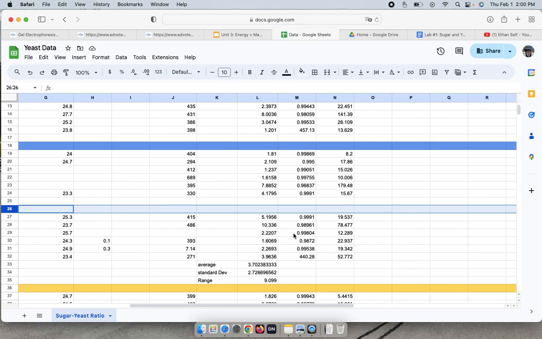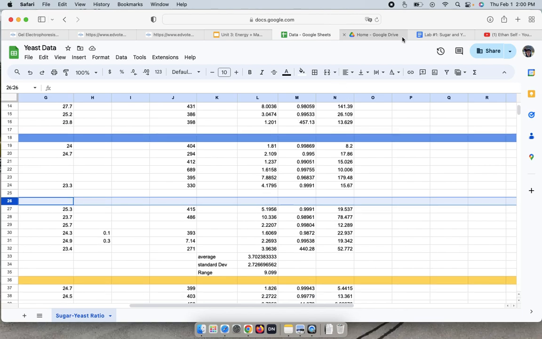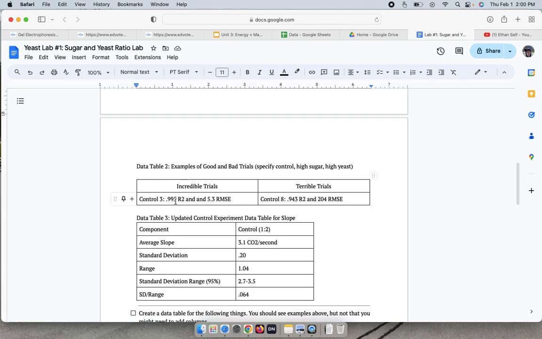So that is the homework in a nutshell. You're going to be organizing your data, calculating average, standard deviation, and range for your 3 groups, talking about data that you think is really bad or really good, taking these really bad data sets and deleting them from your tables, and recalculating average, standard deviation, range. From that, you should be able to make the standard deviation range, which is always 2 times the standard deviation up and down, and also divide the standard deviation by the average.